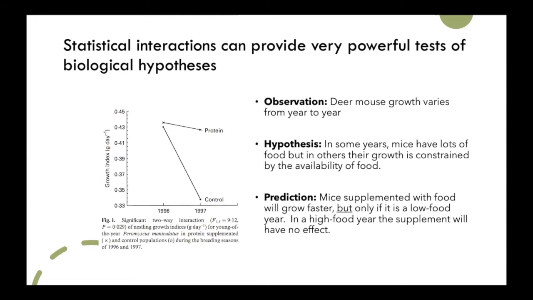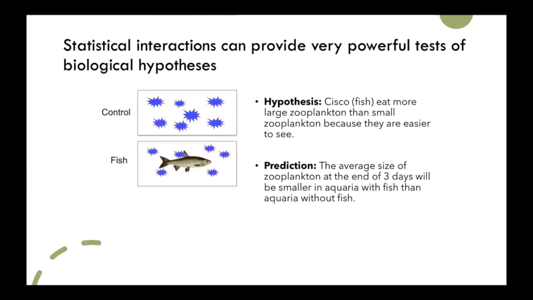This interactive effect suggests then that the availability of high protein food differed between 1996 and 1997 because the supplementation of high protein food enhanced the growth of mice in 1997, but didn't enhance the growth of mice that were already growing quickly, presumably because they already had access to lots of high protein food in 1996. So statistical interactions then allow us to perform more sophisticated tests of our biological hypotheses. So let's walk through an example of this.